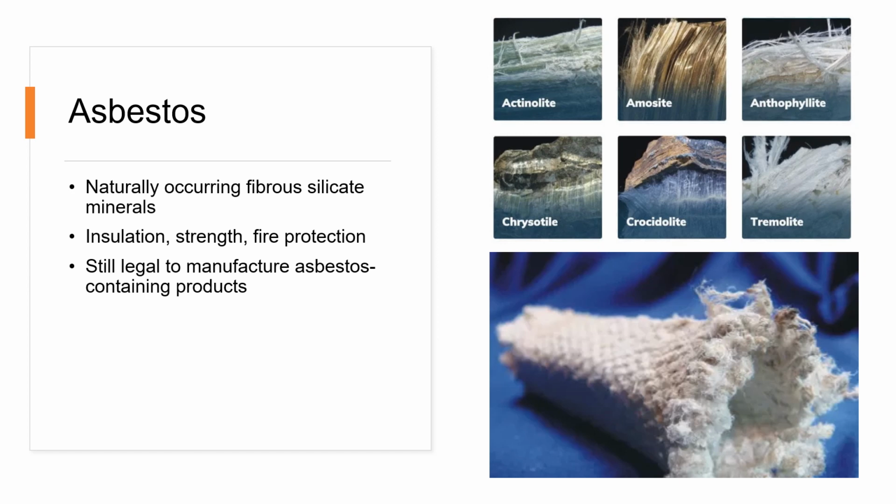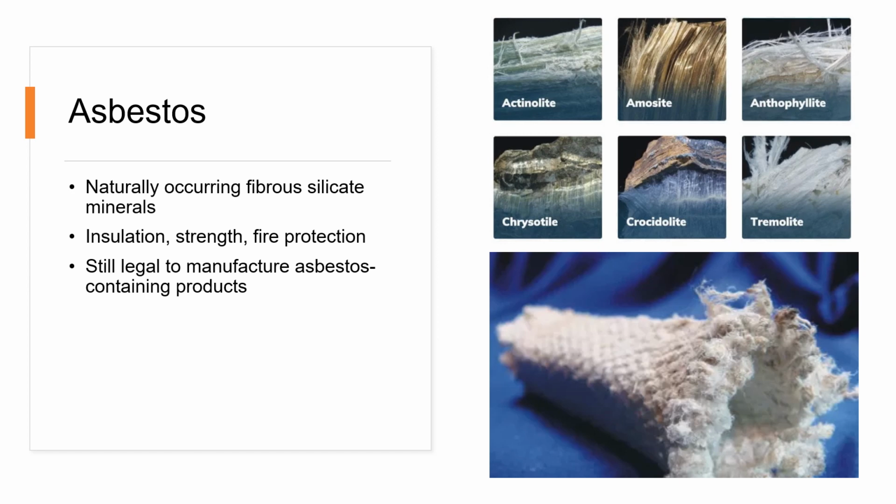First, we are going to discuss asbestos. There are a number of naturally occurring fibrous silicate minerals that are more commonly referred to as asbestos. So asbestos isn't actually just one single mineral, it's a group of minerals that share some common characteristics that all fall under the name asbestos. Some of the most common types of these minerals are chrysotile, amosite, and crocidolite.